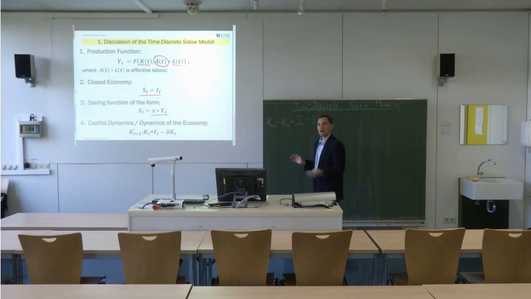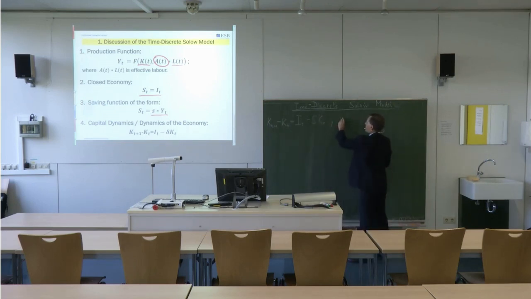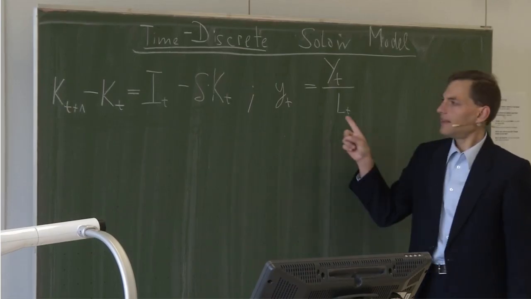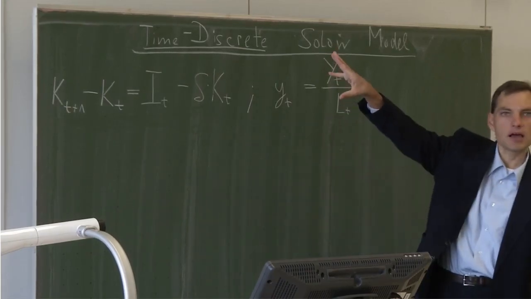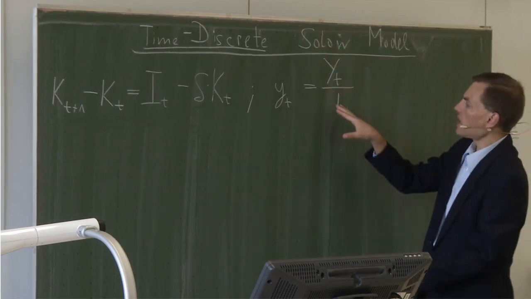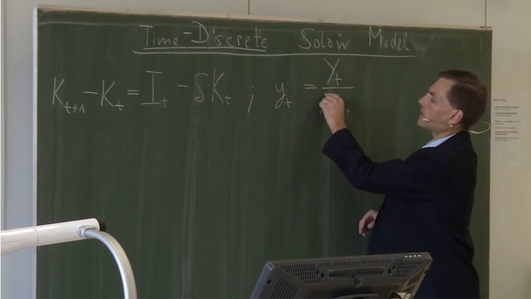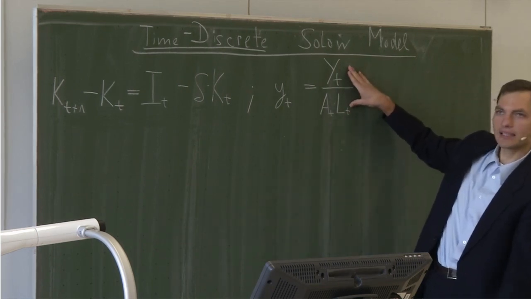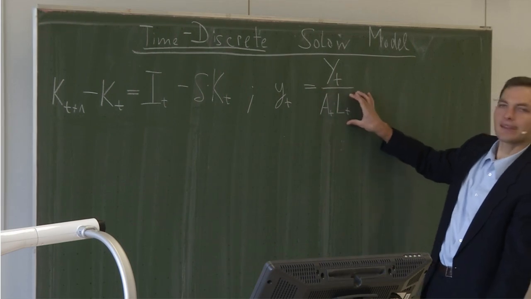Let me remind you again about this per capita definition. Per capita, we use the lowercase letters. Per capita output is defined as absolute output, Y_t, divided by labor, L_t. But now take care. In this case, because of a slightly different assumption of my production function, we have to divide by effective labor, which is A_t times L_t. So now per capita output is defined by Y divided by A times L_t.